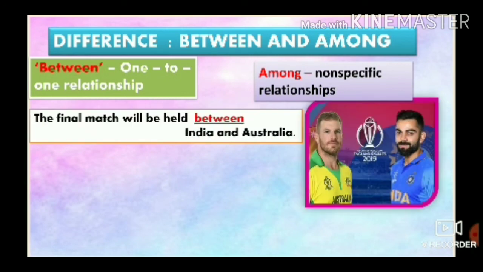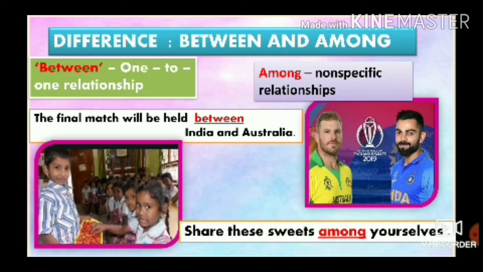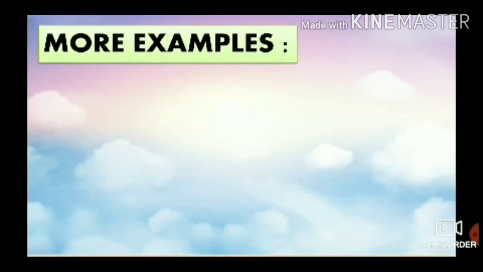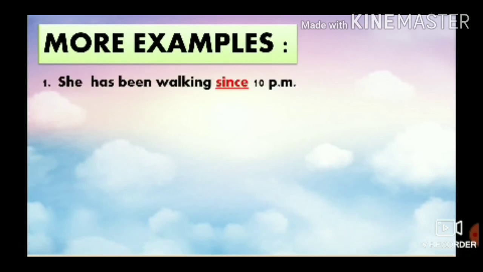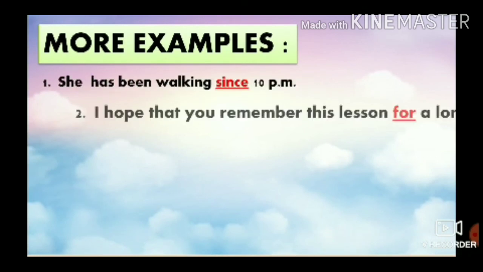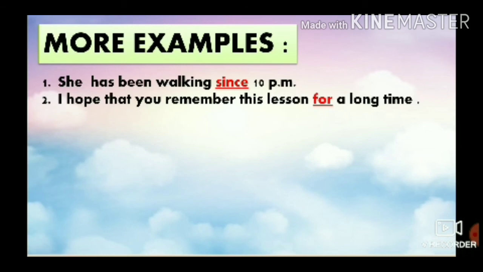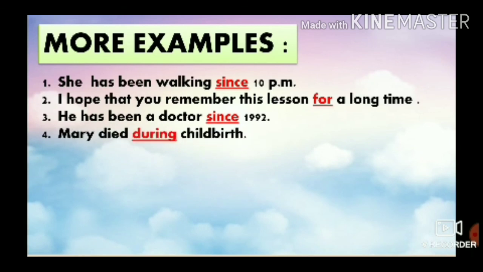Example: The final match will be held between India and Australia. Share these sweets among yourselves. Here, between is used for only two places, but among is used for more than two persons. Let's see a few more examples. She has been walking since 10 p.m. I hope that you remember this lesson for a long time. He has been a doctor since 1992.